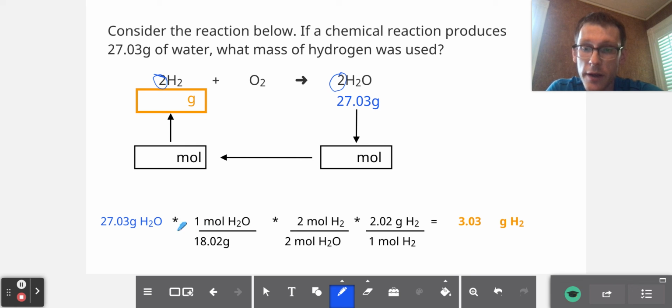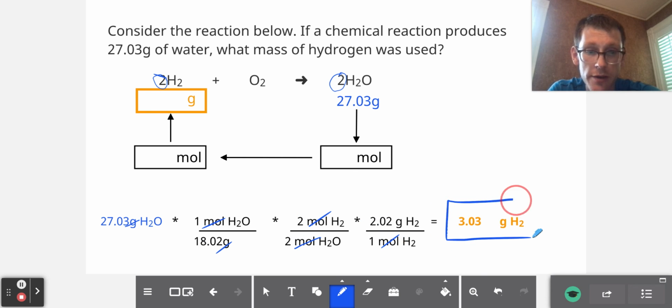And if you do this, the grams cancel, the moles cancel, the moles cancel, and the last unit standing is the grams of hydrogen, which is what we want here. 27.03 times 1 divided by 18.02 times 2 divided by 2 times 2.02 divided by 1 equals our answer of 3.03 grams of hydrogen.